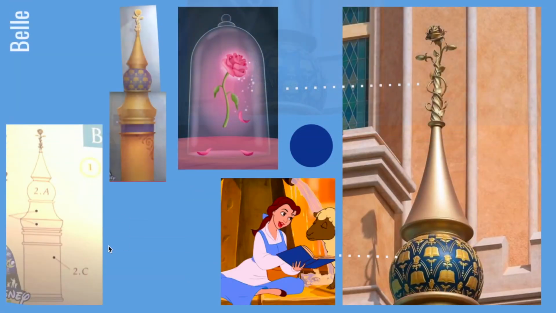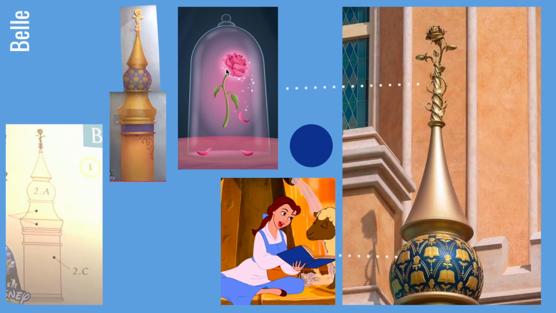Alright, Belle. So, Belle, of course, has blue and yellow. Blue for her town dress, and then yellow or gold for her ball gown. And you can see that over here. And we have this little pattern over here you can't see in the image, but that's a kind of French embellishment that they wanted to include.